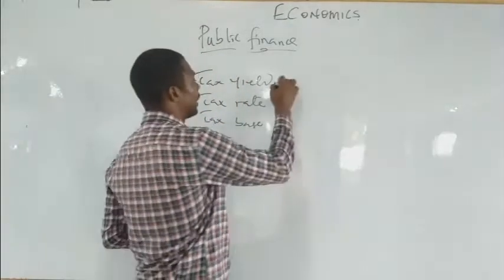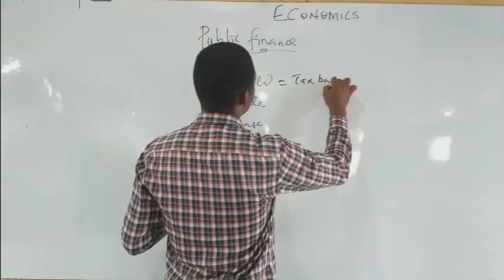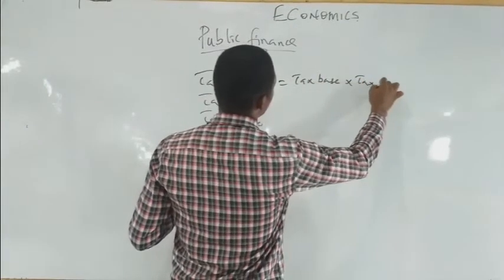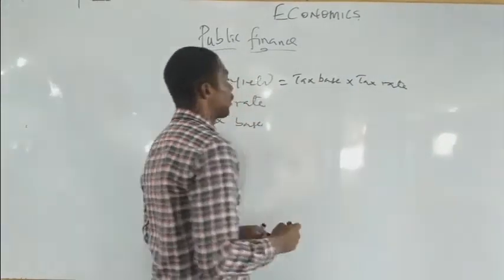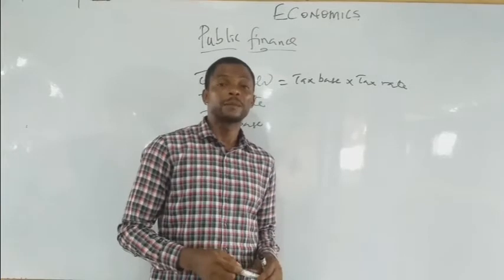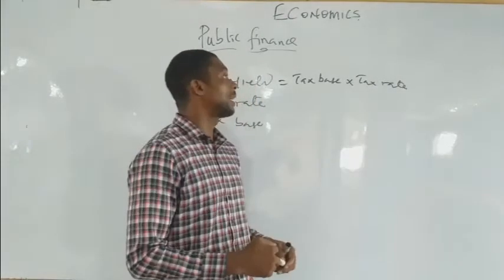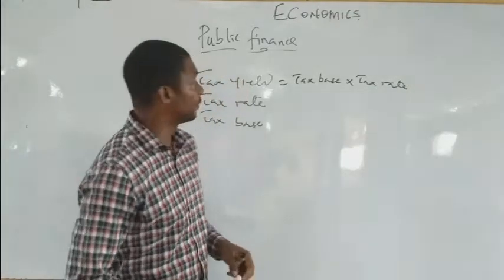And how do you get that? That's tax base times tax rates. So that money that government collects as tax is called what? Your tax yield. So you call it what? Tax base times what? Tax rates.